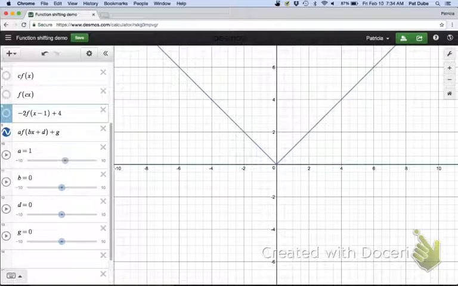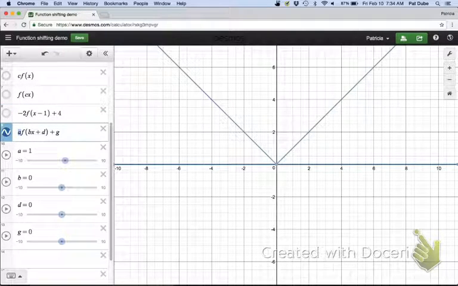A is the number I multiply by f of x, b is the number I multiply by x, d is the number I add to x, g is the number I add to f of x. So I've set them up to be just the basic absolute function now. If a is 1, I'm not changing the y coordinates. If b is 1, I'm not stretching in the horizontal direction. If d is 0, I'm not adding or subtracting anything, so I'm not moving left or right. And if g is 0, I'm not moving up or down.